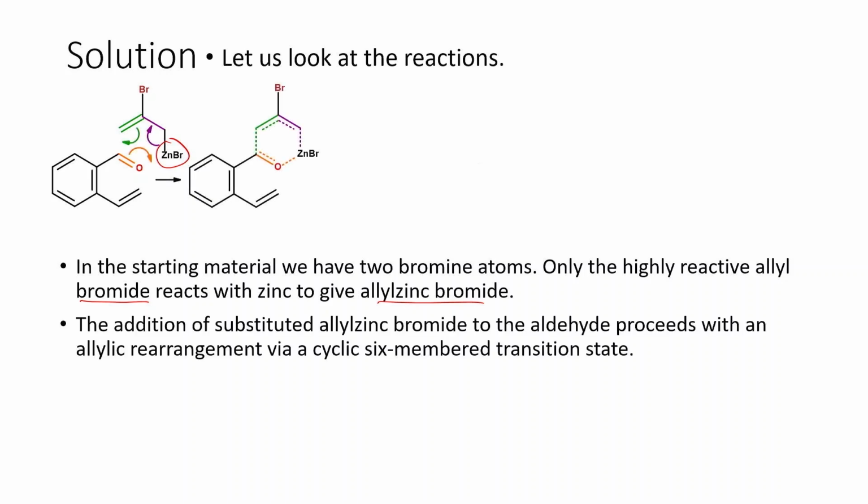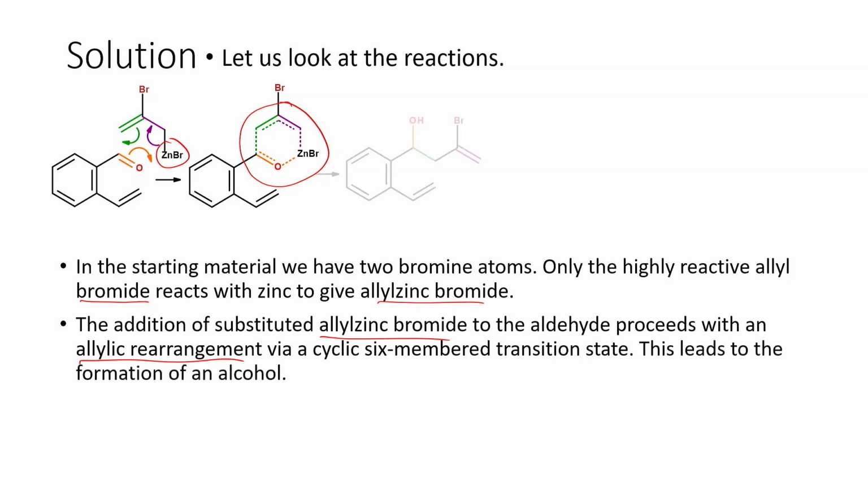So we have to be very careful in each reaction how each group under the reaction conditions differs in reactivity. So here the next step is, once the zinc is added, this allylic zinc bromide undergoes reaction with the aldehyde. And here the most crucial thing is the allylic rearrangement that is taking place. Here we have a 6-membered ring that is formed in this reaction. This is very, very crucial for this reaction to take place. And this 6-membered cyclic transition state leads to the product as shown here.